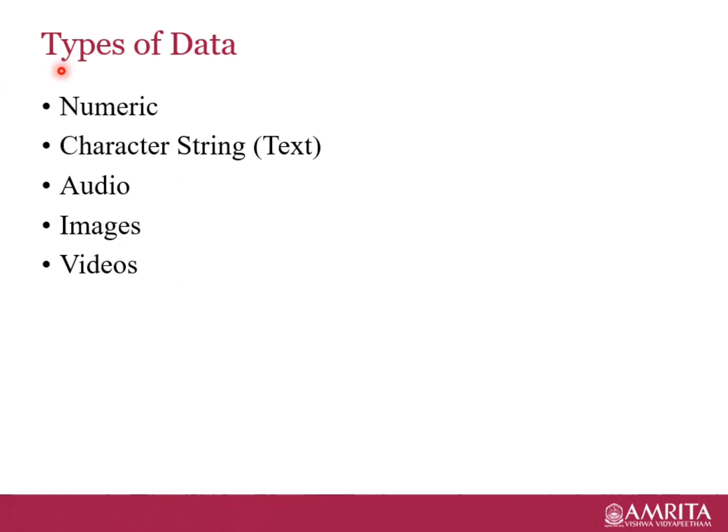Now we can go through what are the different types of data. These are the most commonly used types of data. We have the numeric data, we have the character string, generally called as text data. It consists of letters, symbols, and all the characters that we can generally see in a keyboard. Then we have the audio or sound data. And another important type of data is the image data and then video data. And for each type of data, we require the specific type of data representation techniques also.